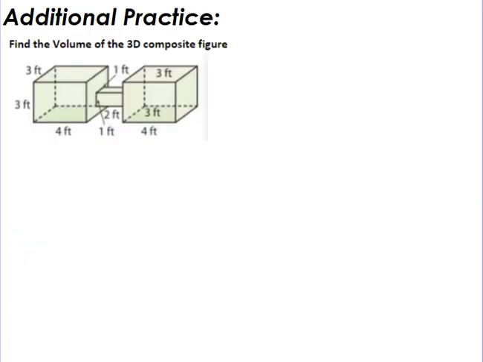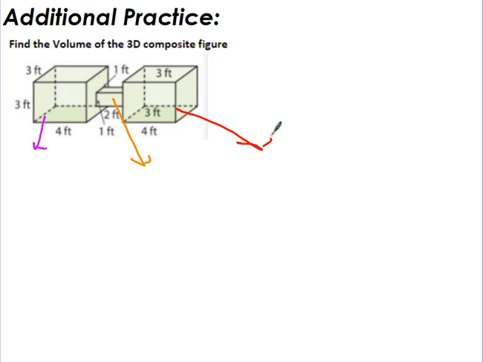Okay. You're going to have three-dimensional composite figures. All this is find the volume of 3 different shapes and then adding it all together. So here I have 1 shape, 2 shape, 3 shape. 3 different volumes that I need to find.